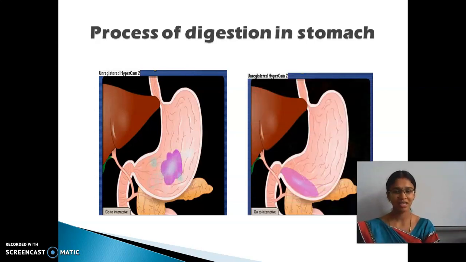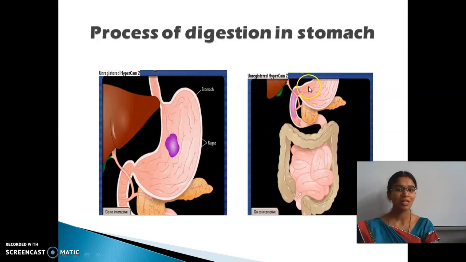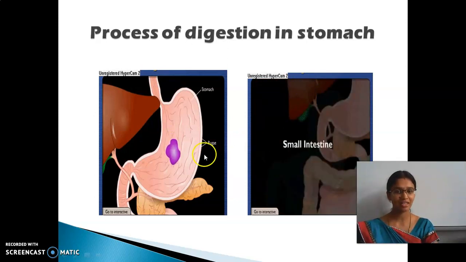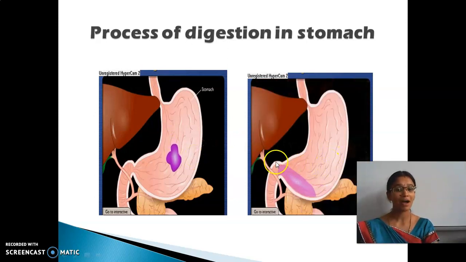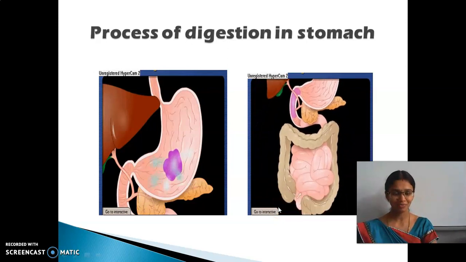See here. This digested food now passes through the walls of the small intestine. The food digested in the stomach now passes into the small intestine. Up to this you are clear? Shall we go to the next one?